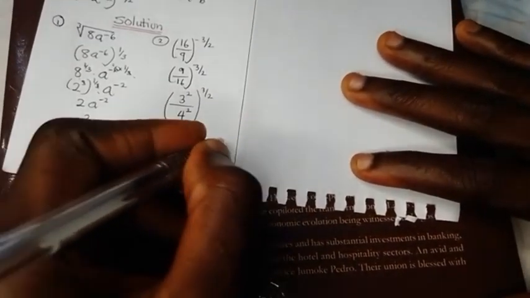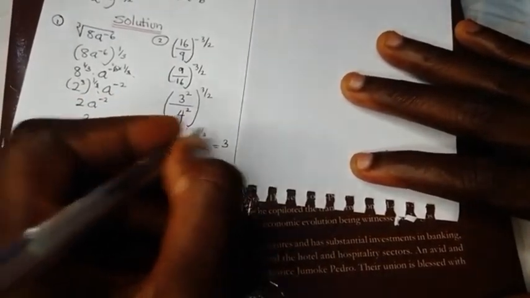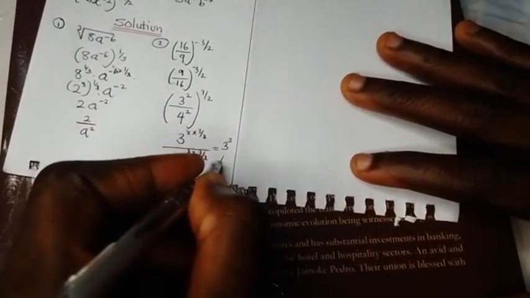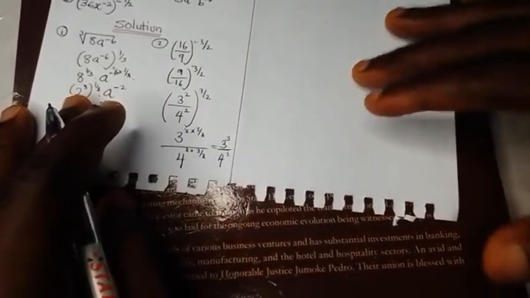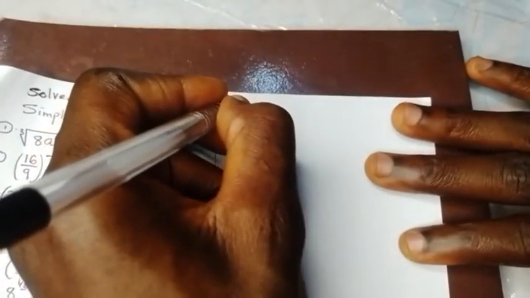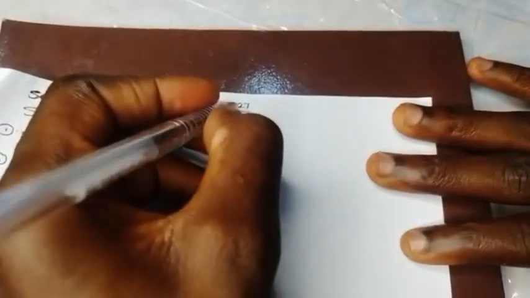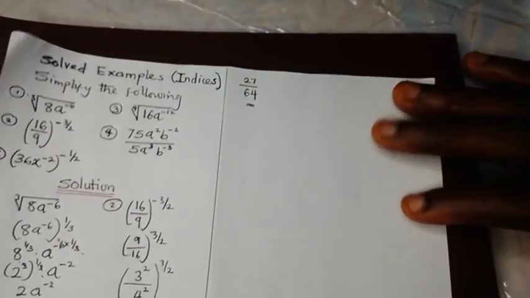2 times this gives us 3 raised to the power 3, because this 2 cancels. Same thing, this 2 also cancels, so we have 4 raised to the power 3 also. So you can get the final answer of this, which I'm going to write up here: 3 raised to the power 3 is 27, while 4 raised to the power 3 is 64. So that is as easy as that.